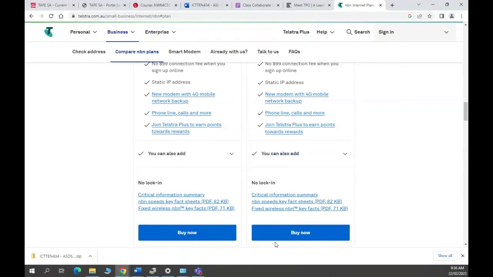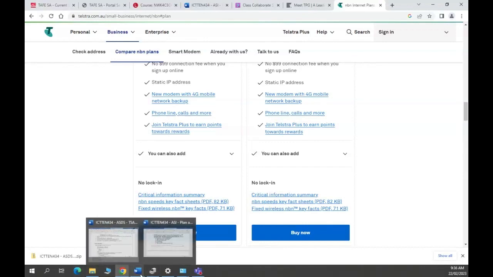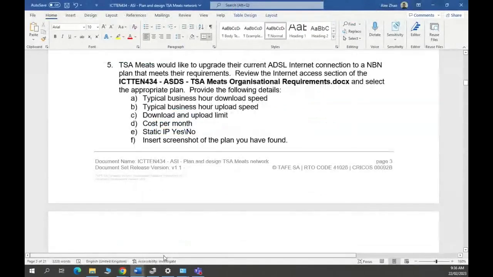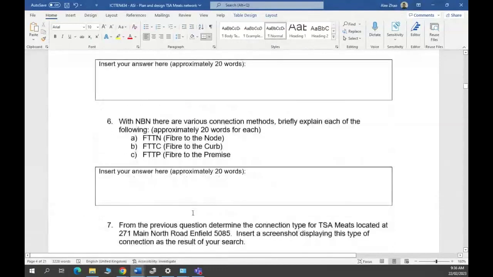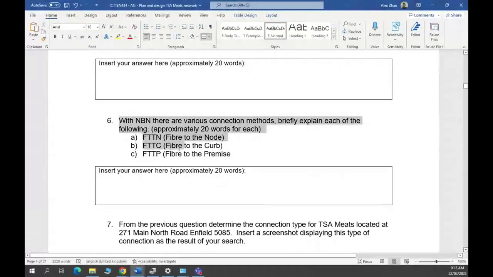But I'm sure you can take it from there. Finding an internet ISP plan is not something that you have not done. So we've already looked at, like I said, I don't want to go through the whole thing, but remember we talked about fiber to the premise, fiber to the node, fiber to the curb. What are they? I think just a bit of research can get that for you. The key thing is it's approximately 20 words, so don't try to write too much.